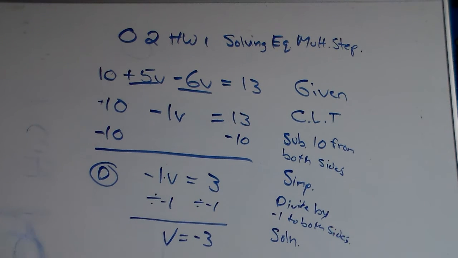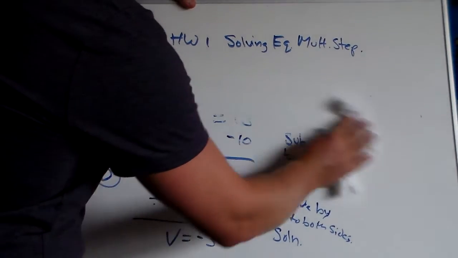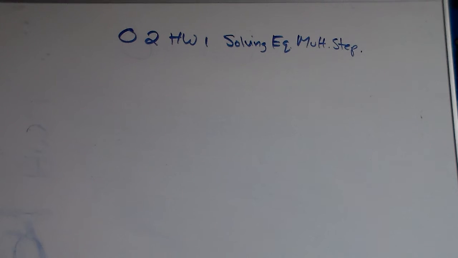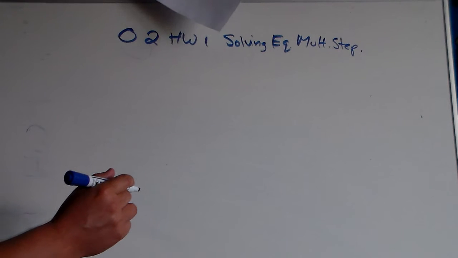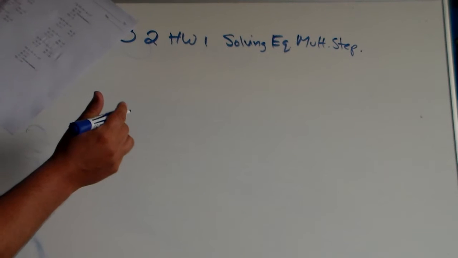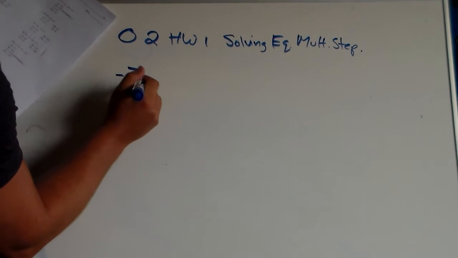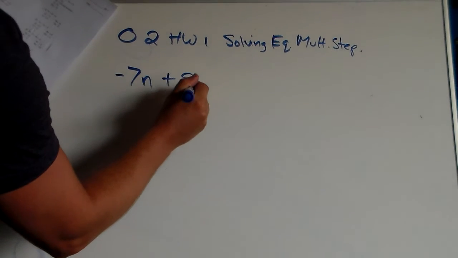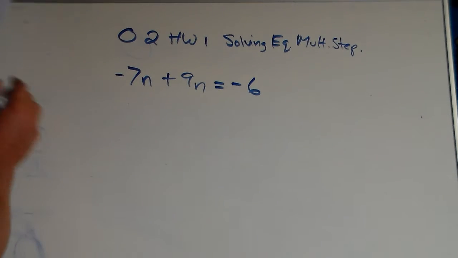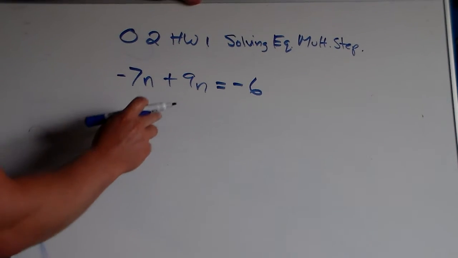Let's move on to problem number 3. Problem number 3 says negative 7n plus 9n equals negative 6. So negative 7n plus 9n equals negative 6. So in this problem, we're going to combine like terms and solve for n.